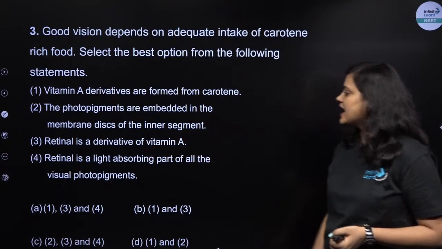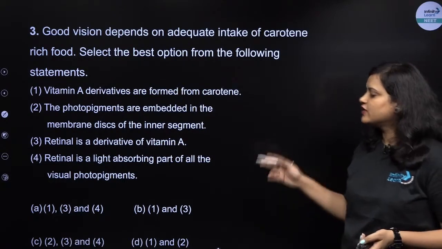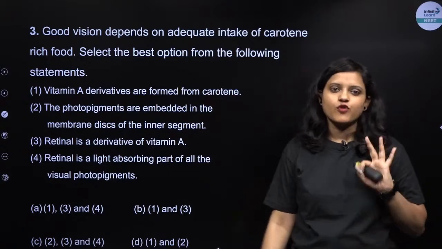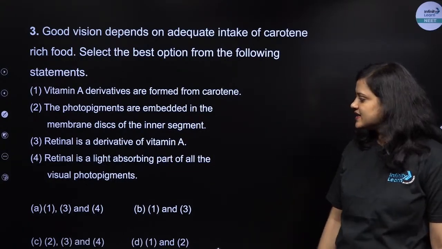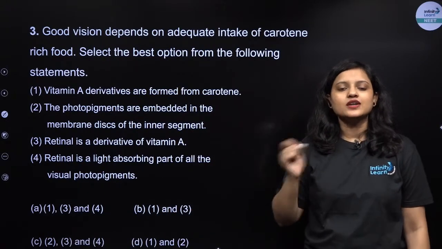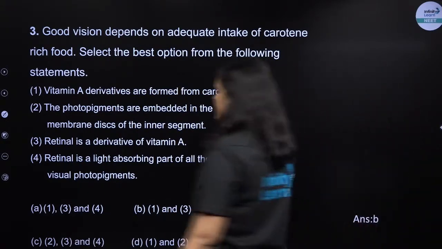Retinal is a light absorbing part of all the visual photopigments. You will have to tell me which statements are true. There are 4 statements, A, B, C and D. You have 4 options. So let's study all these statements one by one.